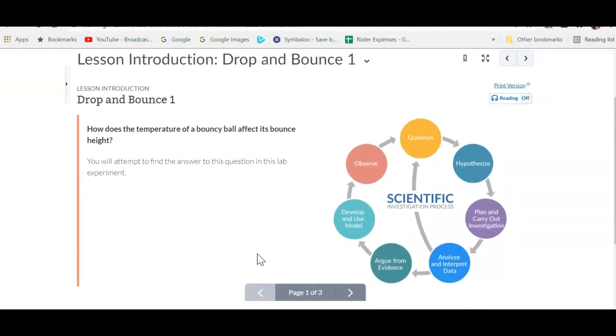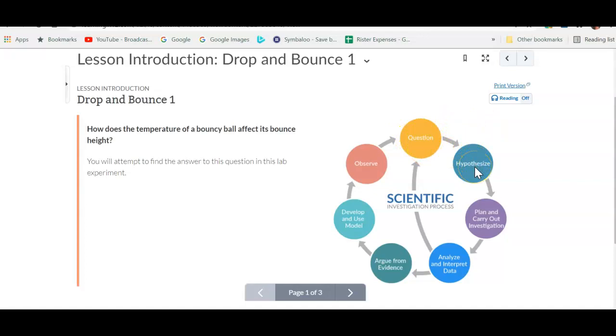So again, we're talking about bouncy balls and how bounce height is affected. We've talked about this a couple of times in this unit so far. So today it's asking us to attempt to find the answer to this question in this lab experiment. So how does the temperature of a bouncy ball affect its bounce height? This is an important thing to have written down because this is going to serve as the purpose of our experiment. That's our question that we're trying to answer.